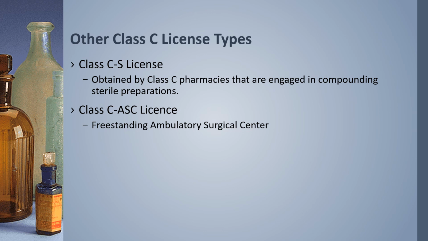But you're not allowed to engage in any type of sterile compounding until you have that license. And then the second type of license is a Class C ASC license, and a lot of times these are granted by the State Board of Pharmacy to freestanding ambulatory surgical care centers that have a pharmacy within their location. That's it.